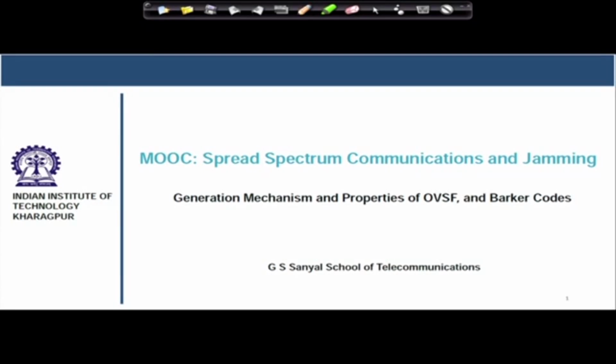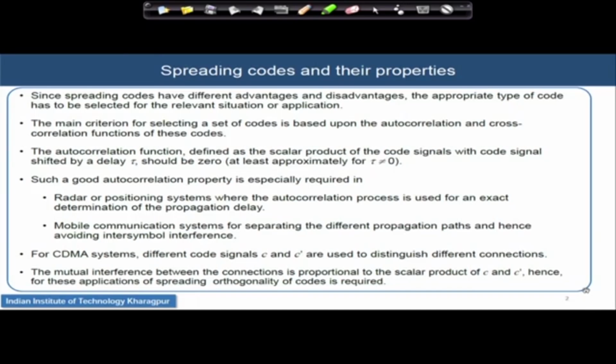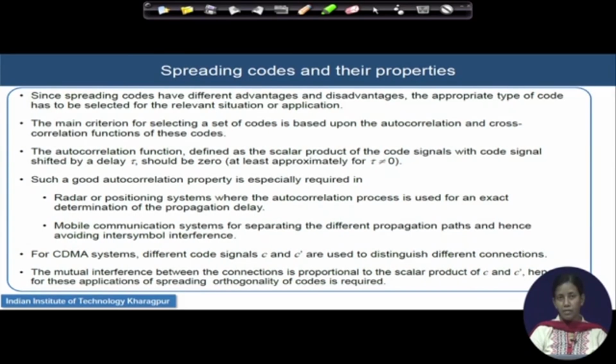Hello students. So, in continuation of the code generation mechanisms and their properties, today we will continue with the OVSF and the Barker codes. Remember one thing: when we choose a code in practice for a typical kind of application, we see different advantages and disadvantages involved in different kinds of codes, and the choice of the code for a typical application largely depends on two basic properties. One is the autocorrelation and another is the cross correlation property.